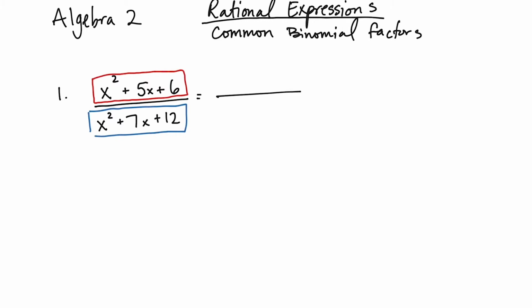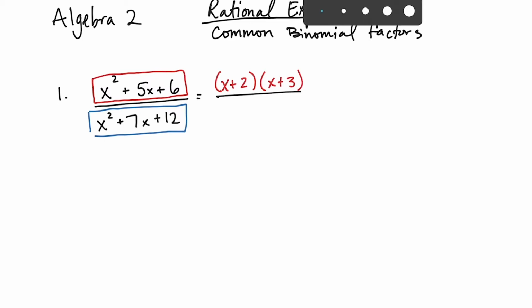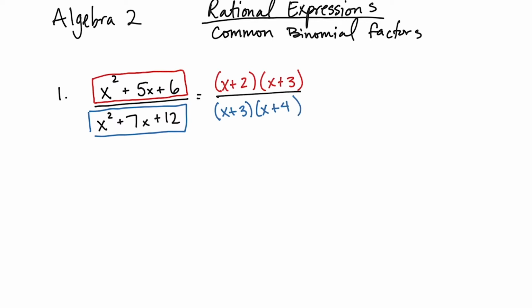Okay, so for the red one, what multiplies to give me 6 and adds to get me 5? Well, x plus 2 and x plus 3, right? 2 times 3 is 6 and 2 plus 3 is 5. The order does not matter. All right, just the signs matter. You could have said x plus 3 and then x plus 2. Now in the denominator, we need to think of two numbers that multiply to give me 12 and add to get me 7. Well, that's 3 and 4, right? 3 times 4 is 12, 3 plus 4 is 7.